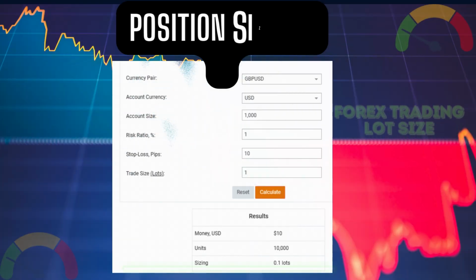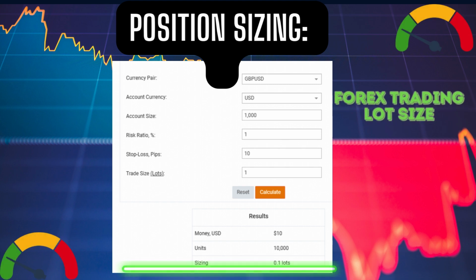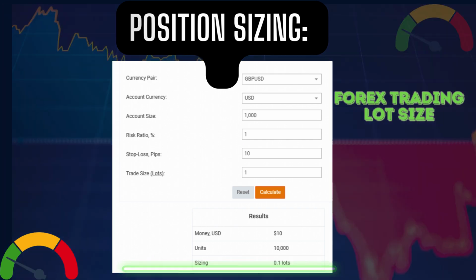Position sizing. Position sizing ensures you're trading the correct number of lots or shares based on your risk tolerance. Here's a simple formula. Let's say you're risking $100 and your stop loss is 10 pips. You trade 1 mini lot, 0.1 lots. This keeps your risk consistent and manageable.